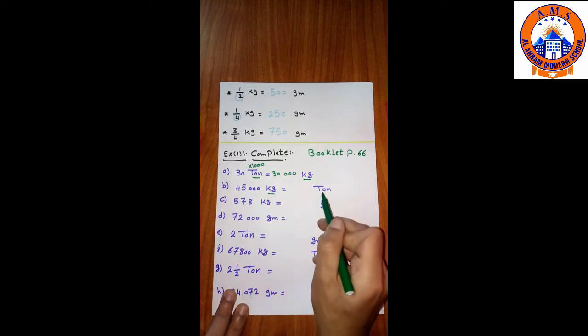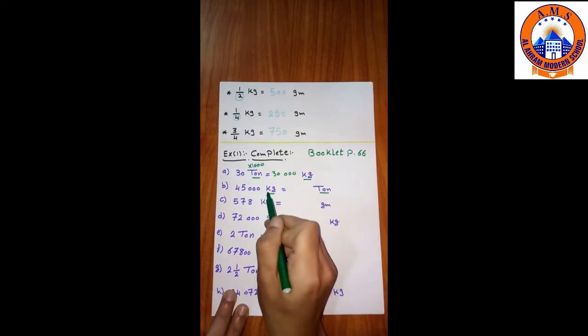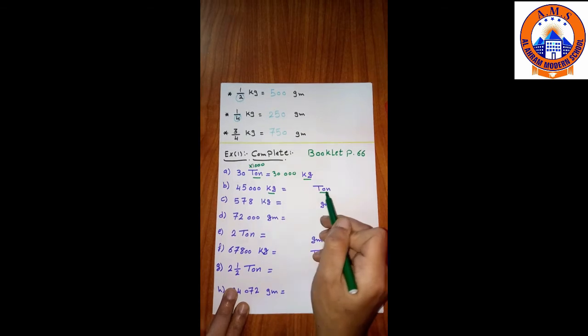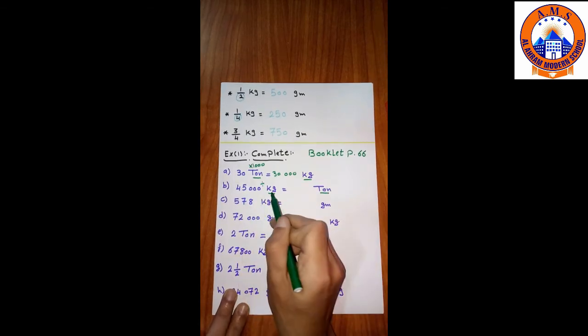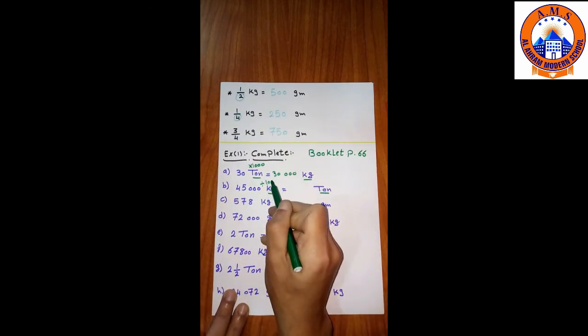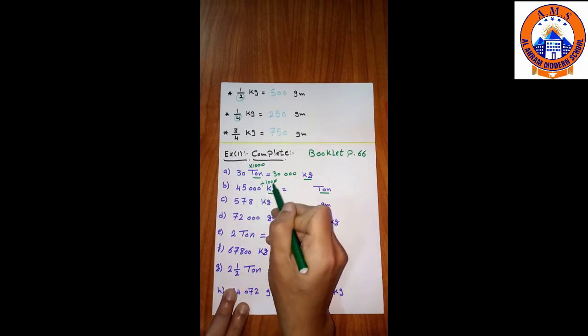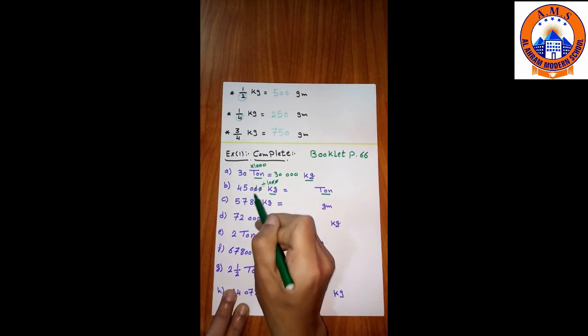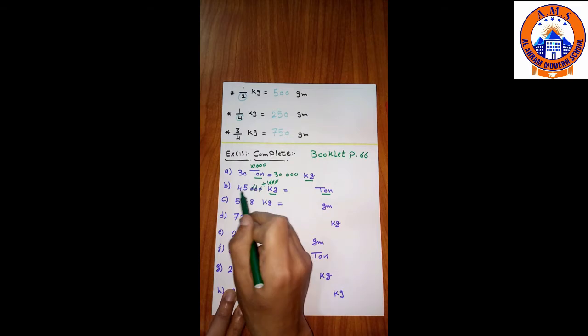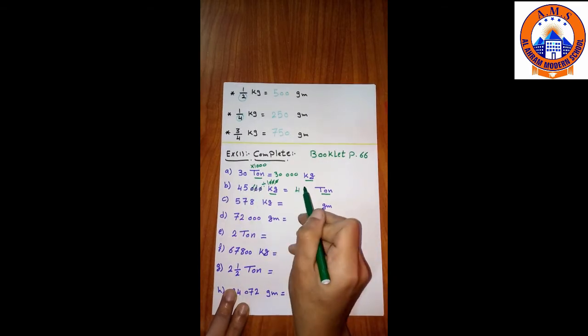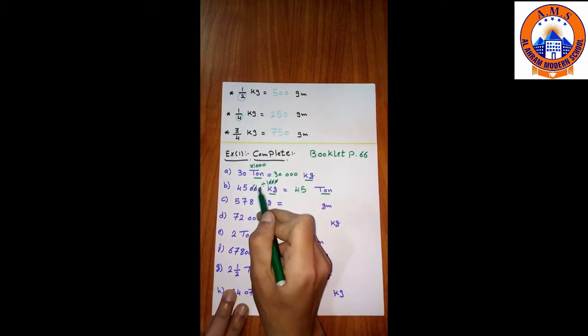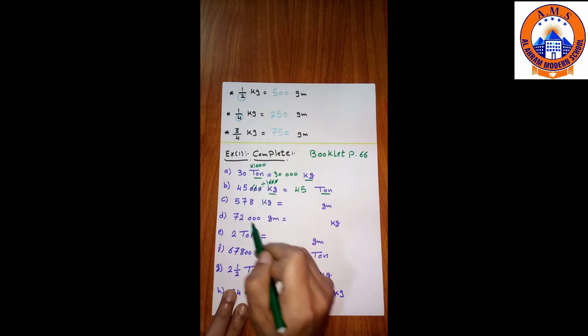45,000 kilogram equal how many tons? So from kilogram, from a smaller unit to a bigger unit, we divide. So here from kilogram to ton, we divide by 1000. If you have zeros, just cancel a zero with zero, zero with another, and the last one with the last zero. So the answer is 45. But if you didn't have zeros, you will move a decimal point.